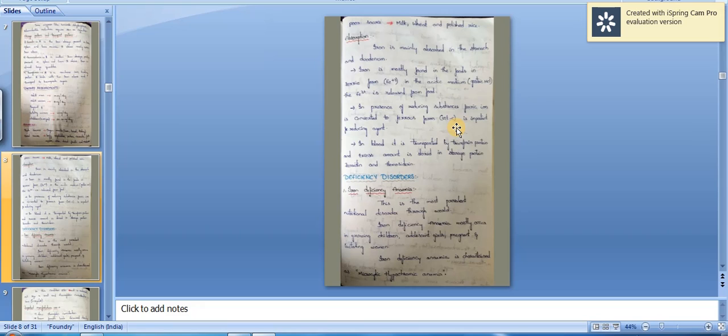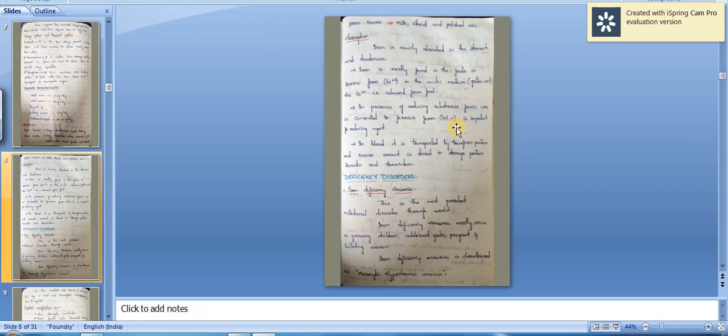Next, coming to deficiency disorders. The first one is iron deficiency anemia, and next, hemosiderosis and hemochromatosis. Let's discuss iron deficiency anemia.